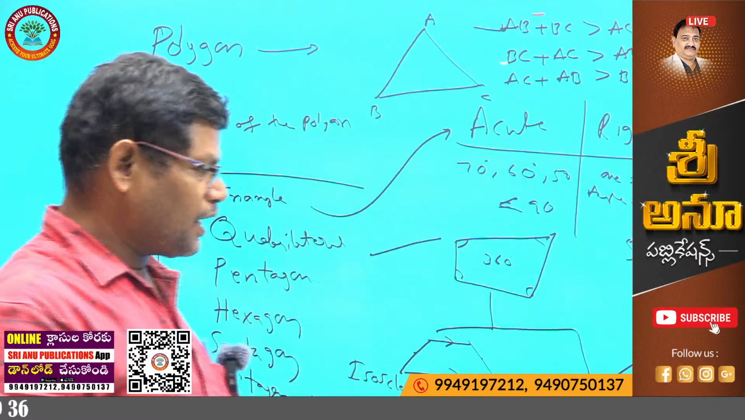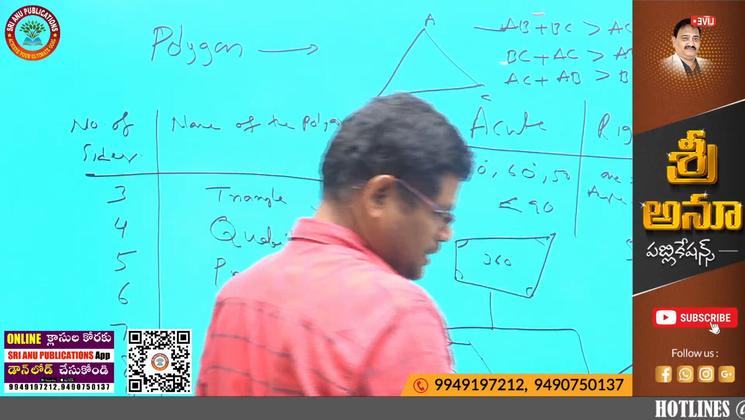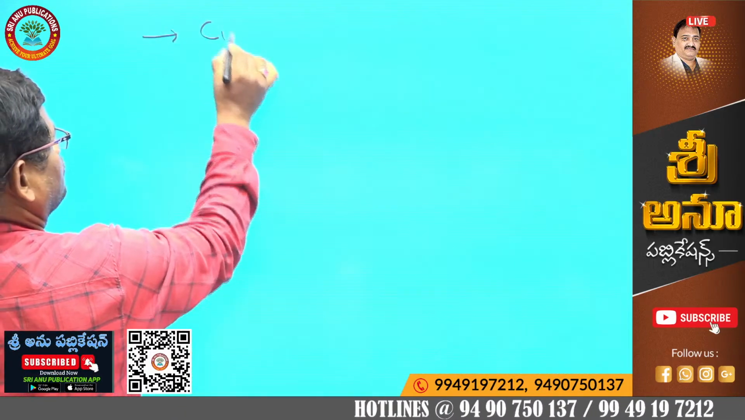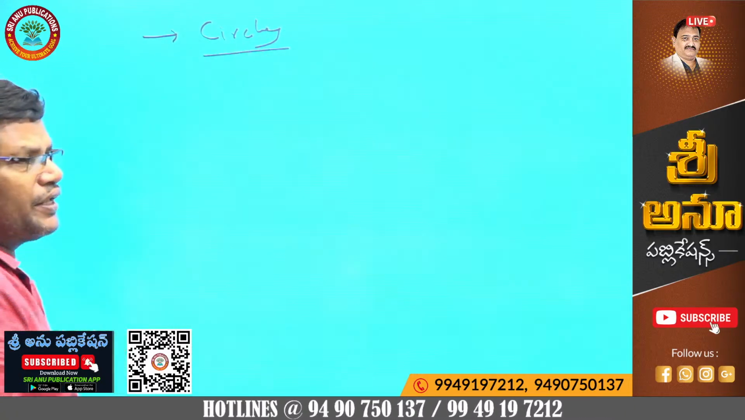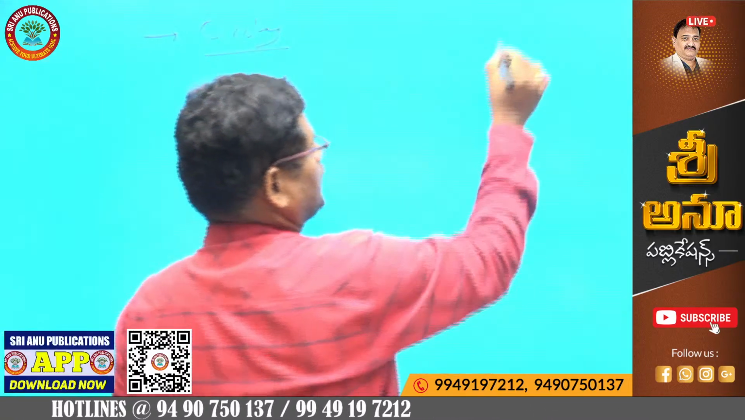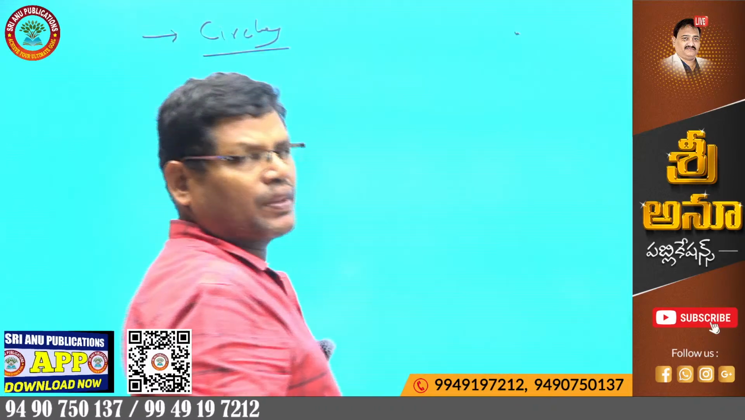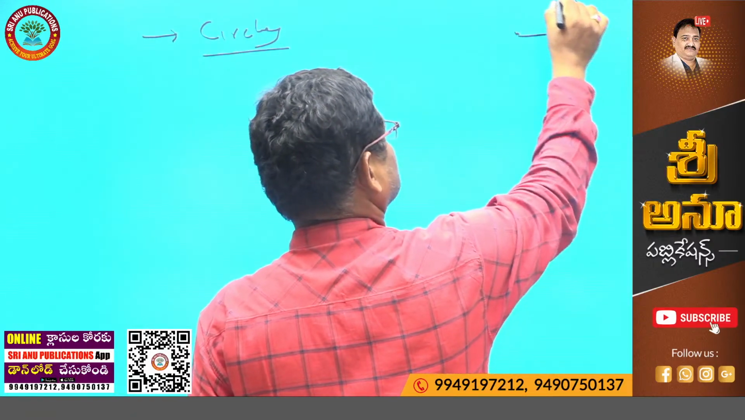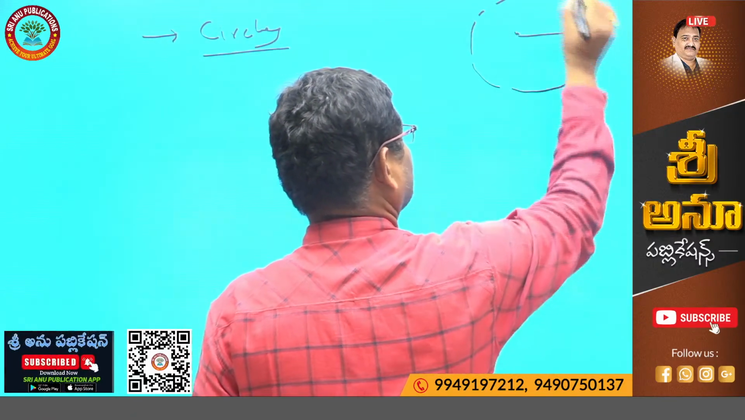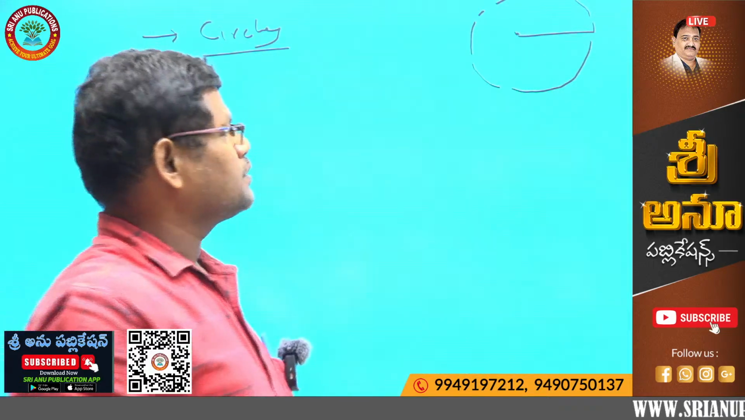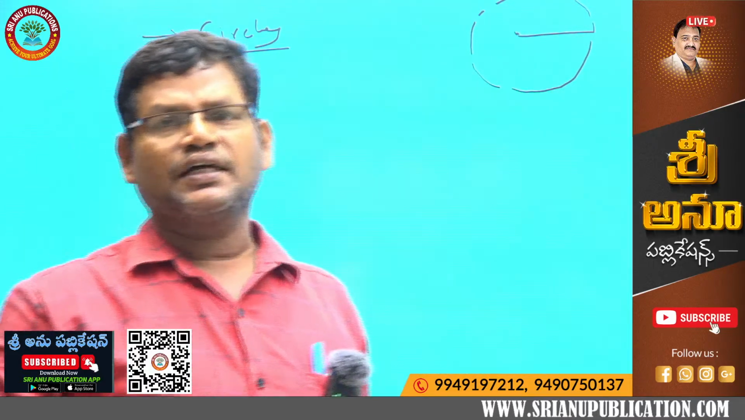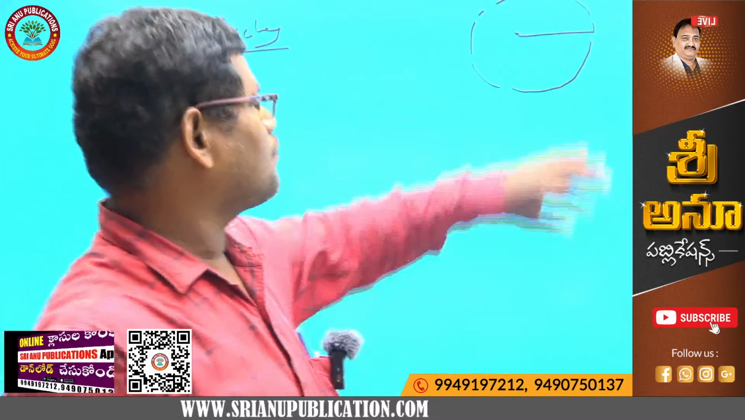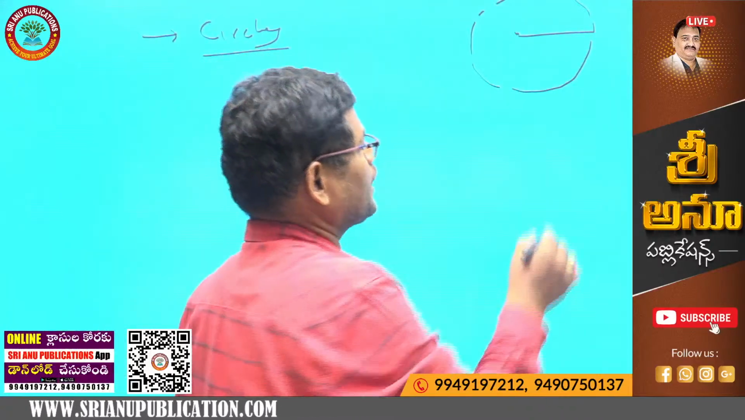Next polygon we will discuss is the circle. What does circle mean here? A circle is nothing but the collection of all the points at the same distance from a fixed point. The path of the collection of all the points is called the circle.